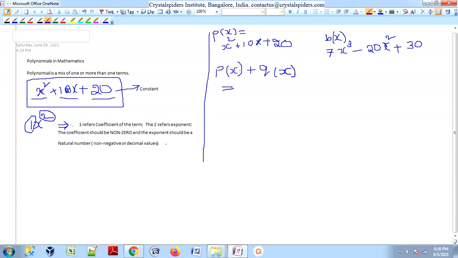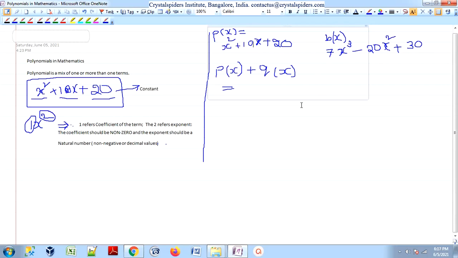Okay, this is what it is, p of x plus q of x. So how do we add these two polynomials? I'm going to do the addition of these two polynomials. So now see here, guys, these are the two polynomials. This is p of x and this is b of x. Here we have x square plus 10x plus 20, and 7x cube minus 20x square plus 30. So now if you can see here, in p of x we don't have any term with x cube, and here we don't have any term with x.